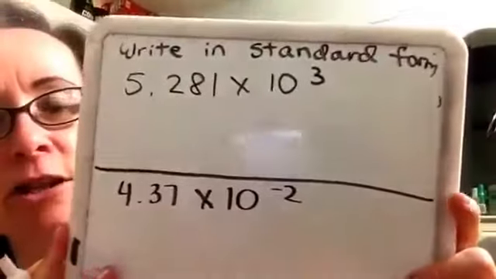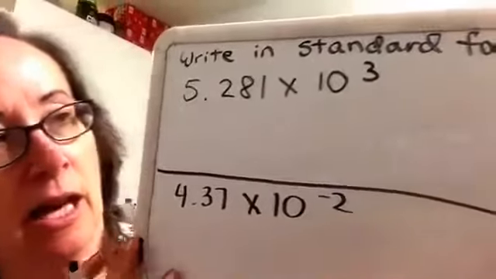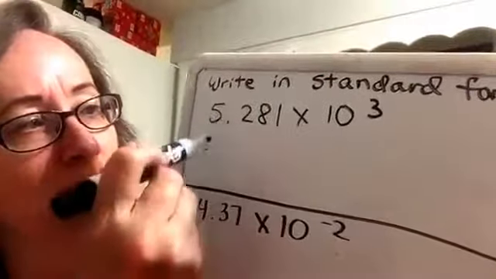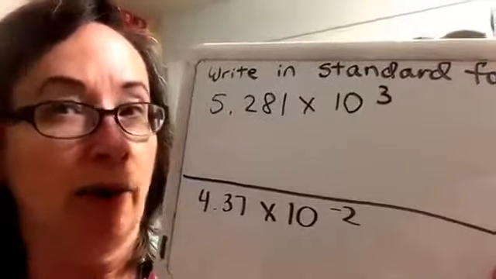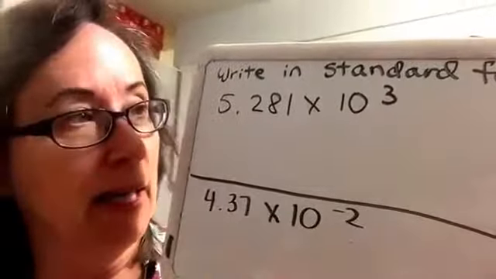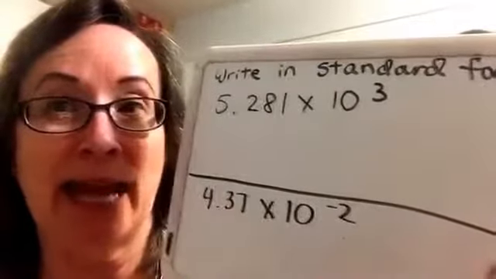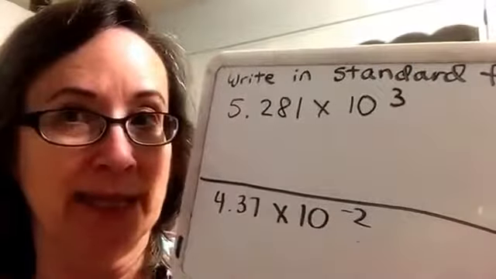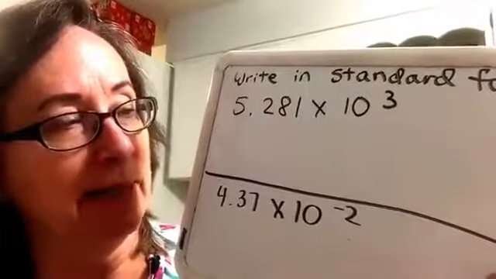All right, here are 2 numbers that are in scientific notation. The rule for scientific notation is that this number in the front is always going to be greater than or equal to 1, but less than 10. So basically, it's got to be a 1-digit number, and that digit cannot be 0. Okay, so 1-digit number, and it can't be 0.